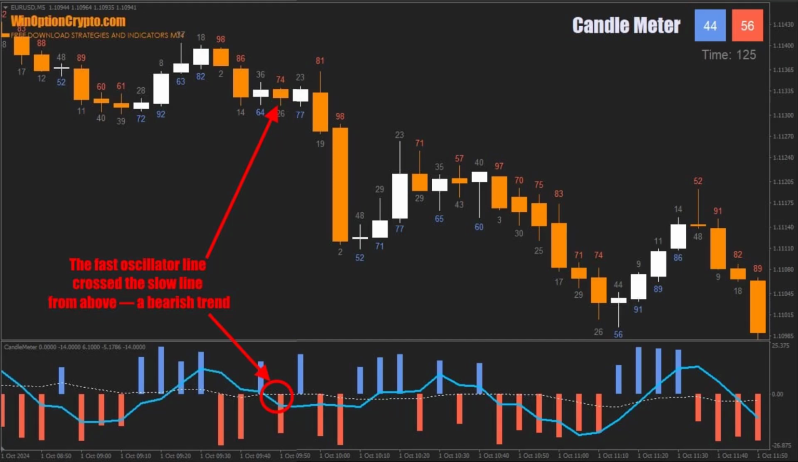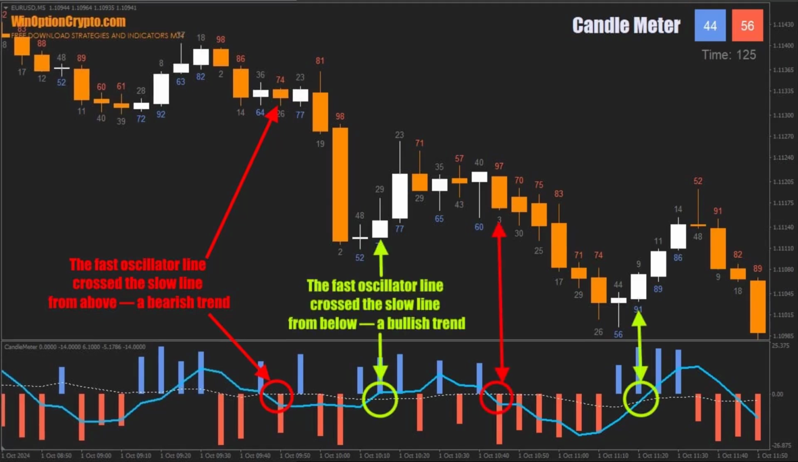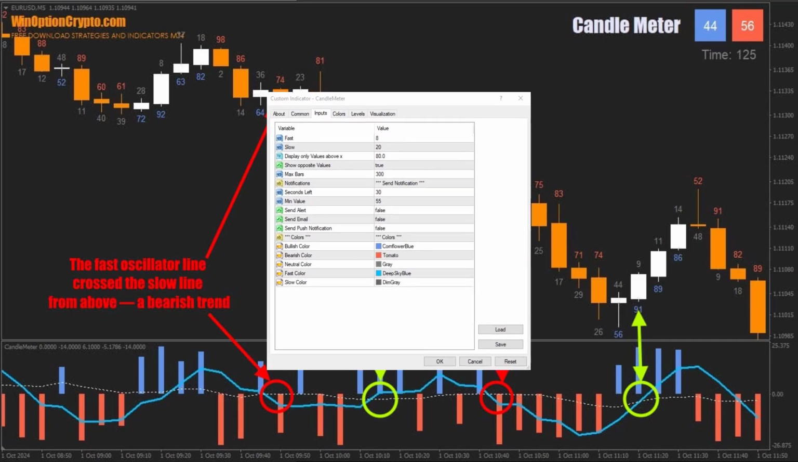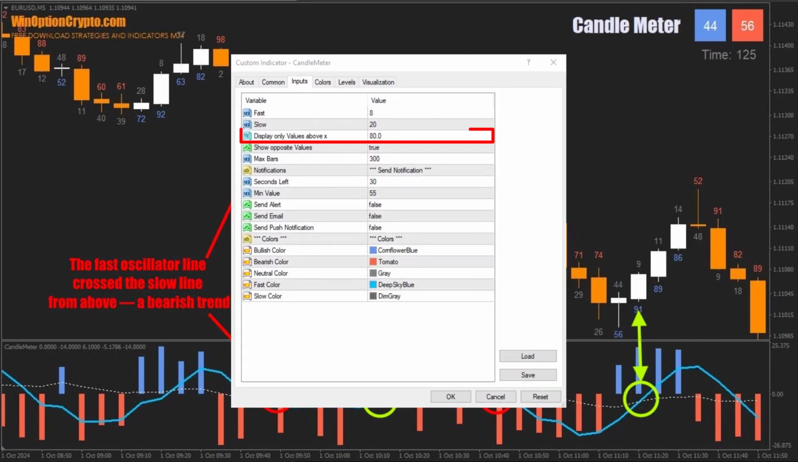This is what we will need to determine the trend. When the fast-moving average crosses the slow one from top to bottom, this indicates the beginning of a bearish trend. When it crosses back from below, the bulls dominate the market, and this behavior of the oscillator warns of the beginning of a bullish rally. As an additional filter for trading signals, we will set the minimum threshold for displaying the pressure of buyers and sellers at 80. Now, the Candle Meter binary options indicator will display only numbers equal to or greater than 80 on the chart, which will help filter out insignificant intersections of the averages of the bottom oscillator.